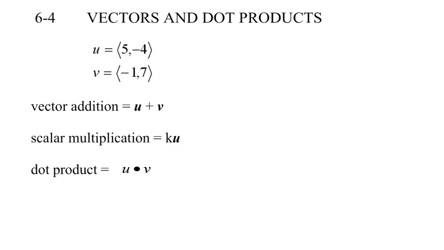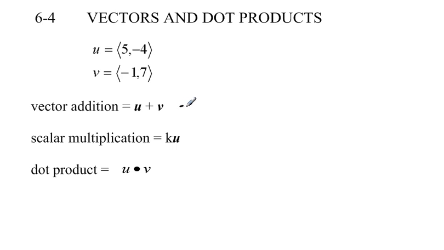Our next unit is on vectors and dot products. Well, we already know about vectors, so I've given you a couple vectors here, vector u and vector v. Now, what is this idea of a dot product? Well, let's just remind ourselves of the vector operations we know.